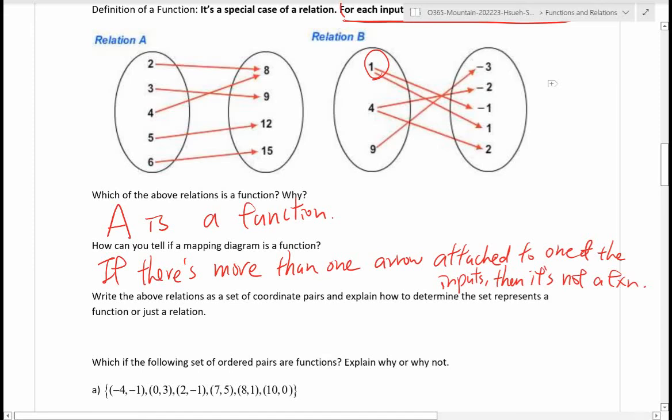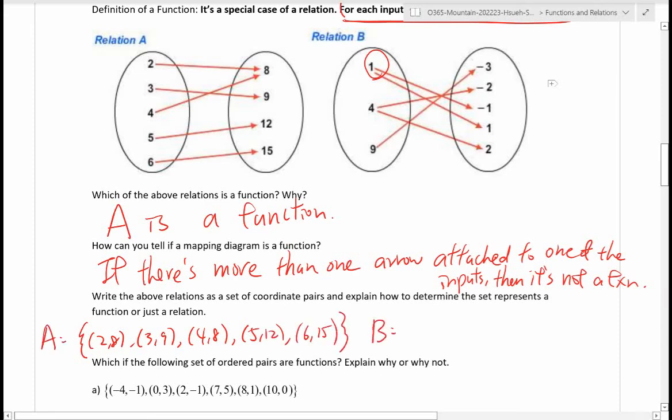Okay, so here it says write the above relations as a set of coordinate pairs and explain how to determine the set represents a function or just a relation. Okay, so for relation A, we can write it as a set. It's going to be (2, 8), (3, 9), (4, 8), (5, 12), and (6, 15). So this is relation A.